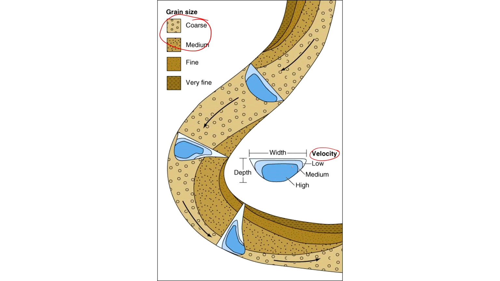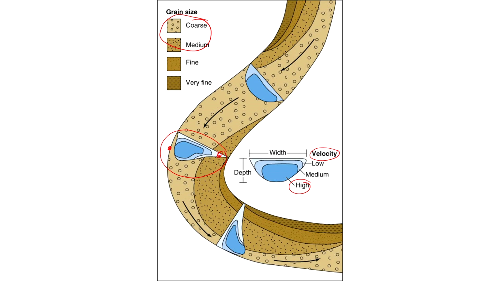You can see that in the straight channels, this is the highest velocity, and on either side you have medium velocities, whereas in the case of a meander, you will have the higher velocity on this side and the lower velocity on this side.